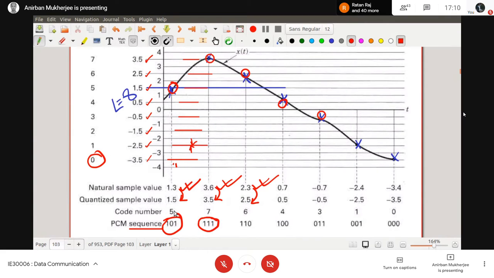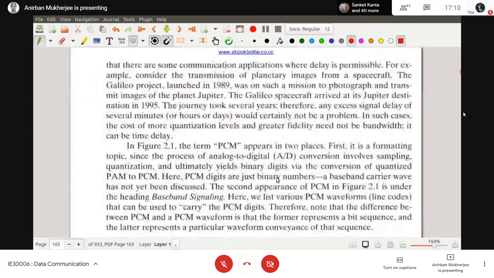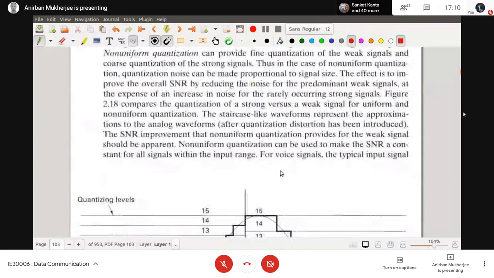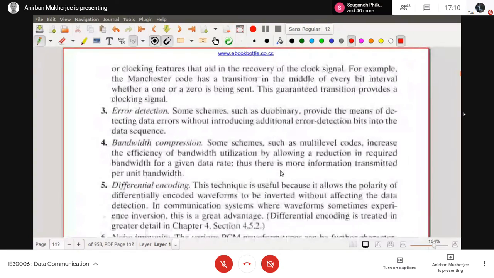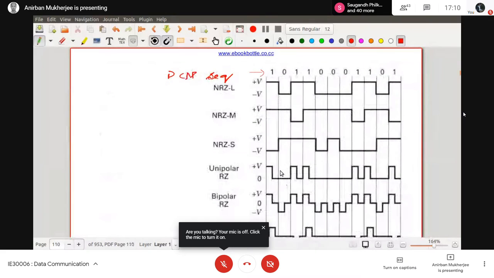And as it is a code number, I am assuming 8 different levels. So L equal to 2 to the power small l, that means l equal to 3. So this is 3 bits that we are talking about. Then we have broken this boundary and we are just transmitting. So this is my PCM sequence, and that PCM sequence we are just transmitting.